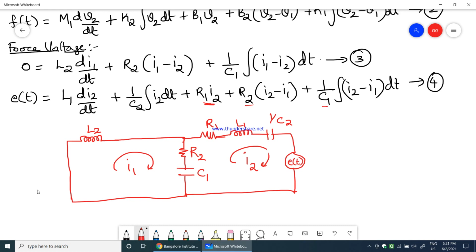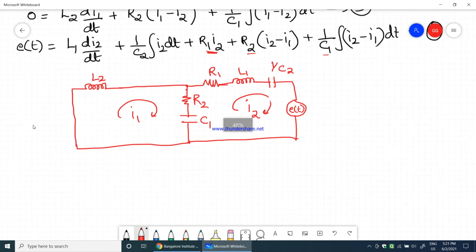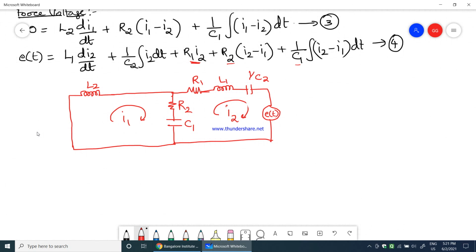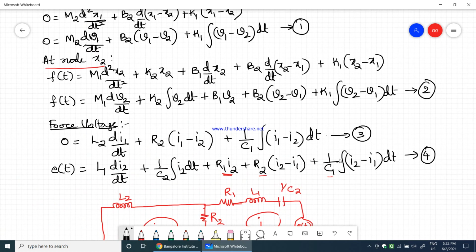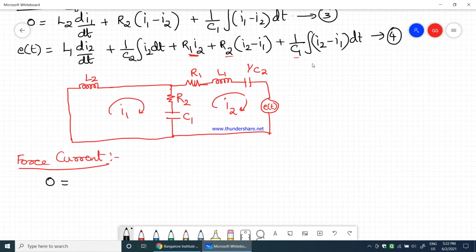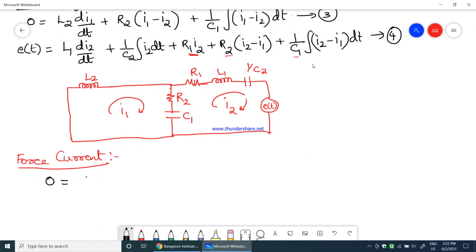Now we will go on writing the force current analogous network. So I'll write force current analogous network. Okay, the first equation is 0 equals, in the force current analogous network, I will have the M1 mass as a capacitor. So therefore 0 equals C2 into dE1 by dt.